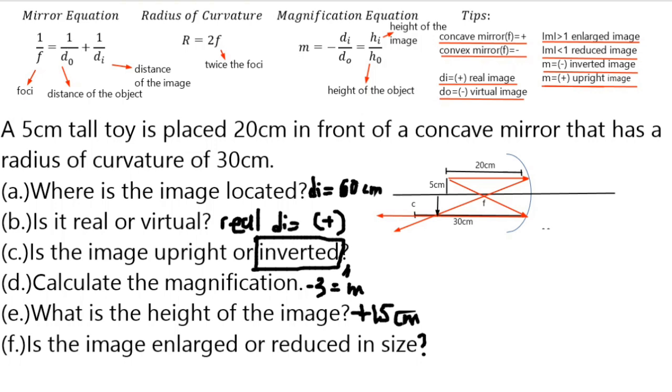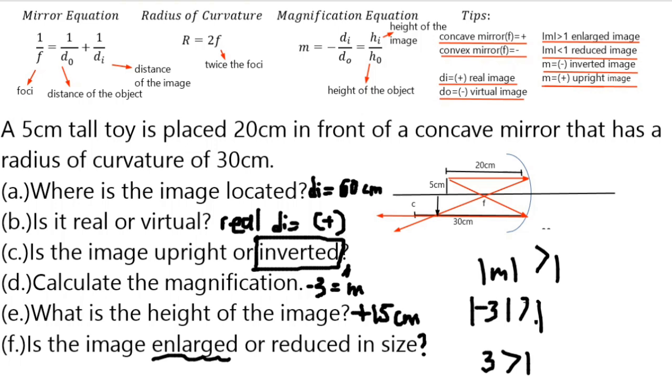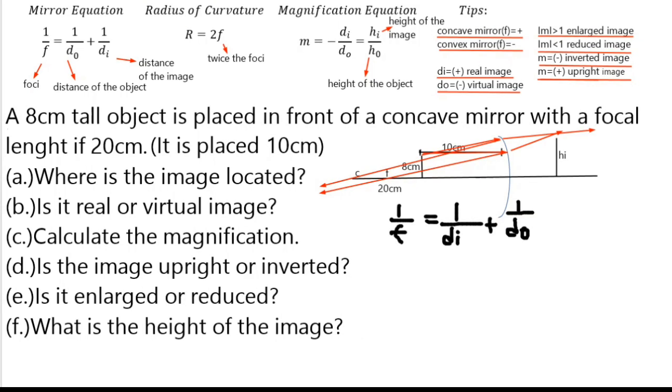Now, let's go to F. Is the image enlarged or reduced in size? To know that, we're going to check whether the absolute value of M is less than or greater than 1. So this is wrong. It is actually greater, right? So the magnification is greater than 1, therefore it is an enlarged image. And that's it for this problem. Now let's move on to the other one.